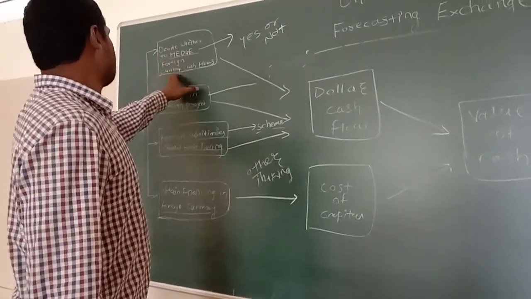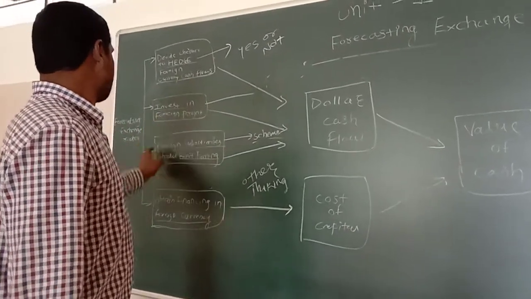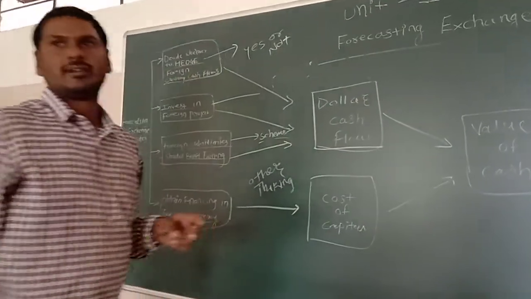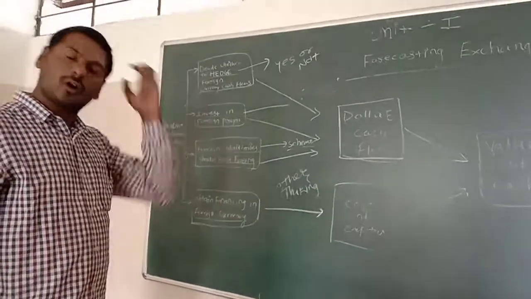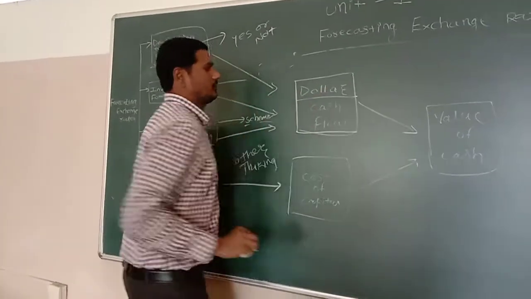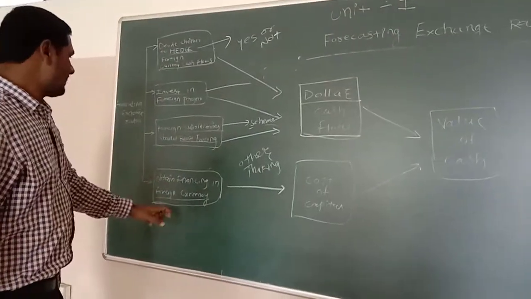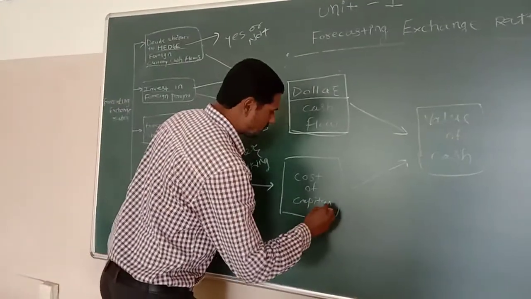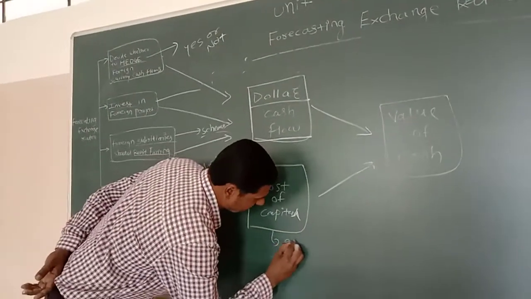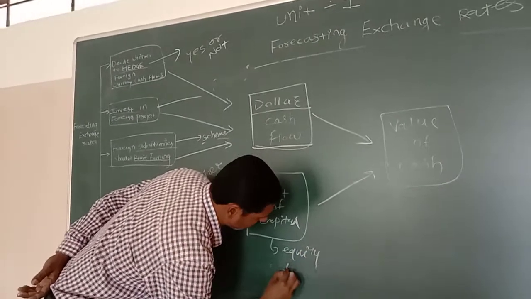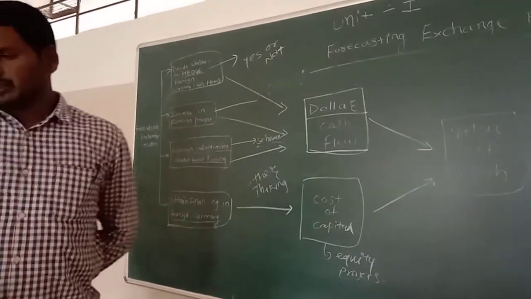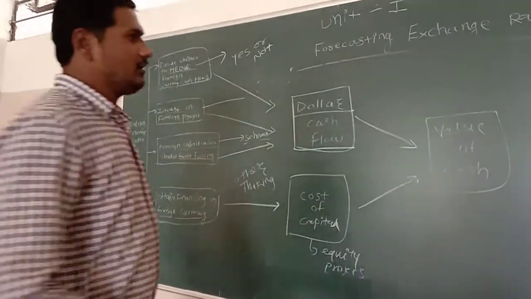So deciding whether to hedge foreign currency flow, investment in a foreign project, and foreign subsidies are interconnected through the dollar cash flow. You also know about our foreign currency exchange with the dollar, and obtaining financing in foreign currency is the cost of capital. Cost of capital means equity projects, and it will be converted into the value of cash.